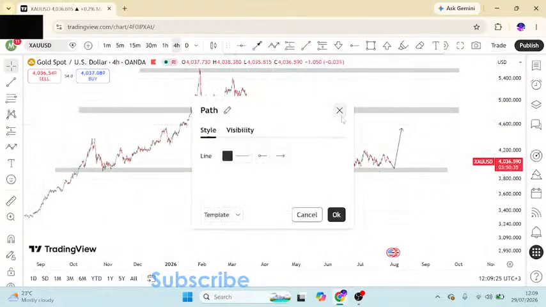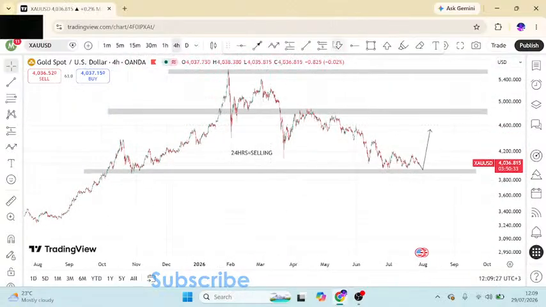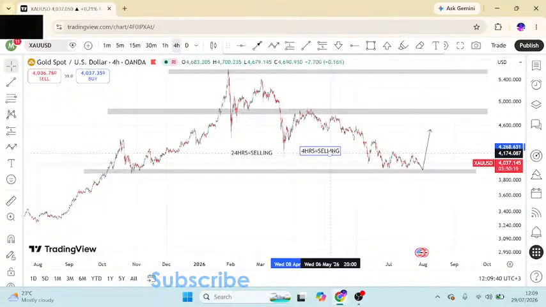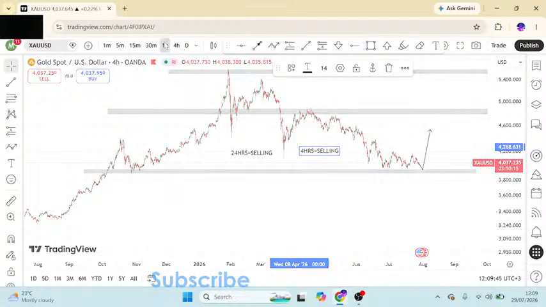So we write it down again: 4 hours time frame equals selling also, of which these are going to be short sales from the 4 hours time frame. Now let's go to 1 hour.